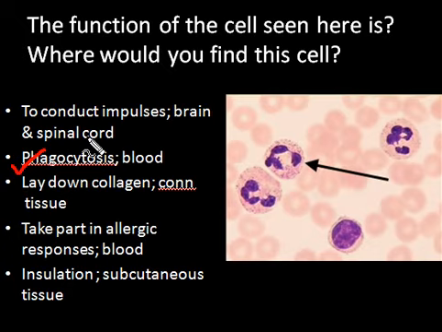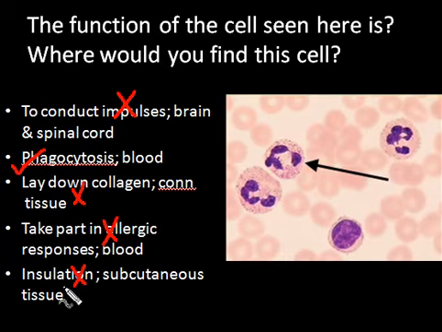Now the answer where it says to conduct impulses means we were talking about a neuron, which is present in the brain and spinal cord. Never just say nervous system, always give the exact location. It's not this, because neurons don't look like this. And this other choice is lay down collagen, which means fibroblast would have been the choice, in connective tissue, so we know it's not this one. Take part in allergic responses means eosinophil. It's not that, and I'll show you an image of an eosinophil and how different it is from a neutrophil. And for insulation and present in subcutaneous tissue is adipocyte.